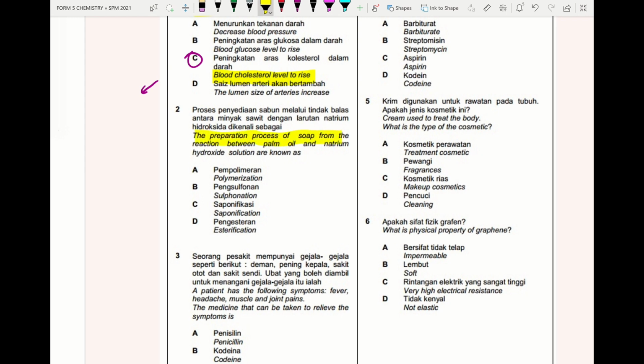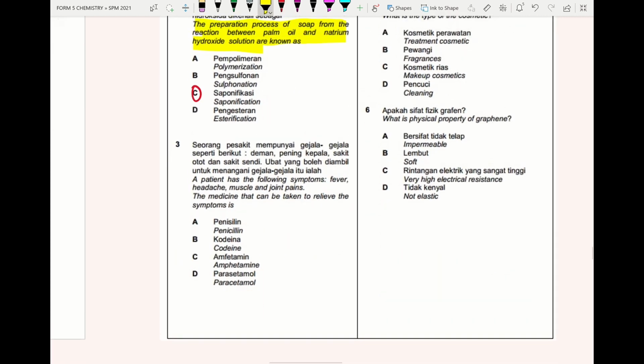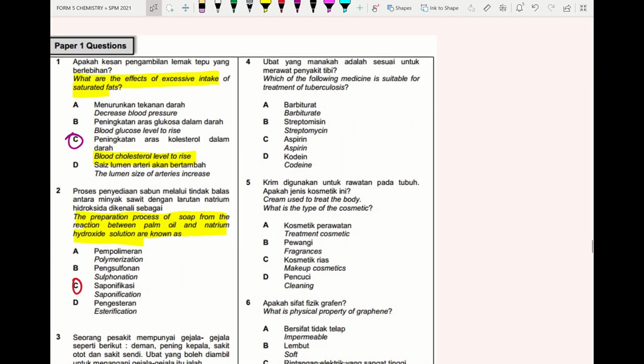The preparation of soap from the reaction between palm oil and sodium hydroxide is known as the saponification process. We move on to question number 3. A patient has the following symptoms: fever, headache, muscle and joint pain. The medicine that can be taken to relieve these symptoms is paracetamol. So the answer will be paracetamol. We move on to question number 4.